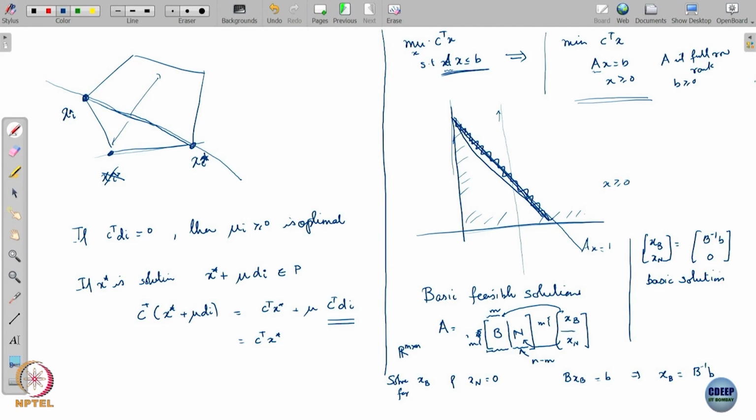Now, this sort of vector may not satisfy x greater than or equal to 0, right. So, if B inverse b is also greater than or equal to 0, then we call it a basic feasible solution. So, what I will argue next time is that basic feasible solutions are the same as extreme points of this sort of set, Ax equal to b and x greater than or equal to 0.